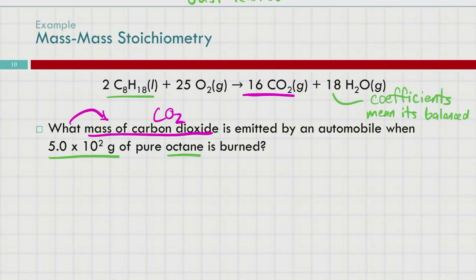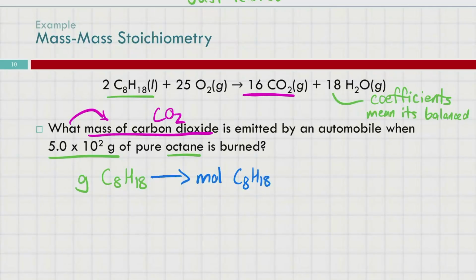So that's the other thing that we care about. We've got a little bit more information that we need to collect. We've got our middle step. We're starting with grams C8H18. What can we convert grams to? Moles. We can convert to moles of octane.